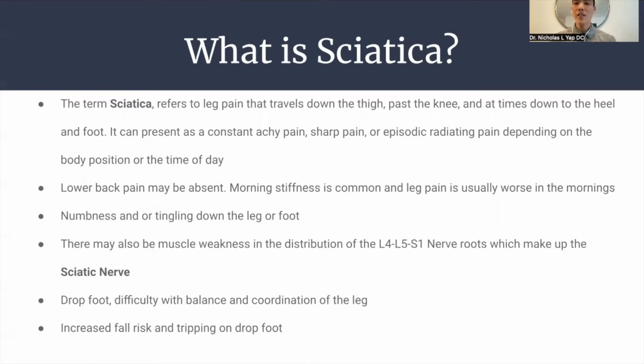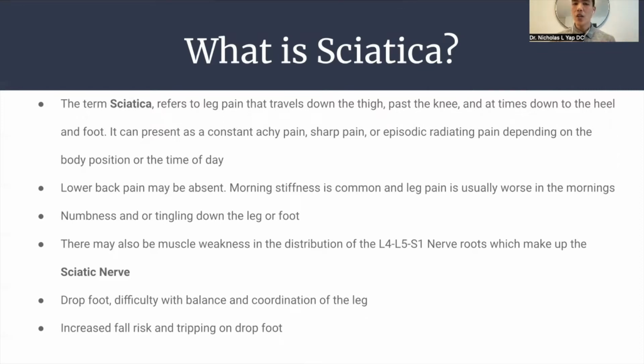Typically, when somebody suffers from sciatica, they report symptoms like a constant achy pain, either in the thigh, leg, calf, or foot. It could also be a sharp stabbing pain or an episodic radiating pain, which is dependent on the position of the body and, in particular, the time of day.